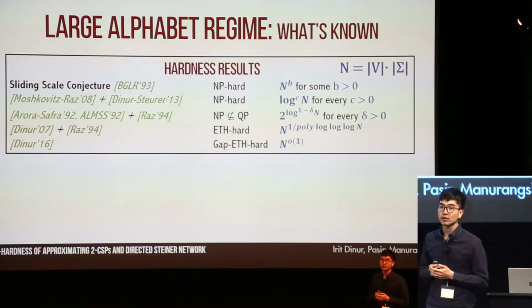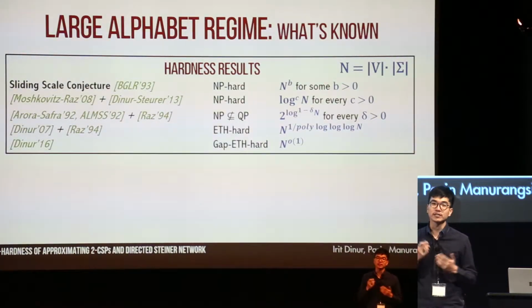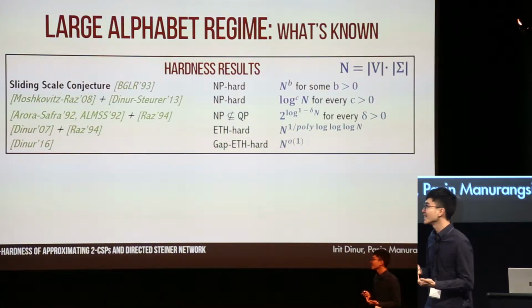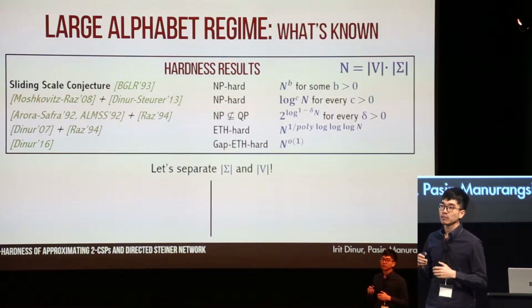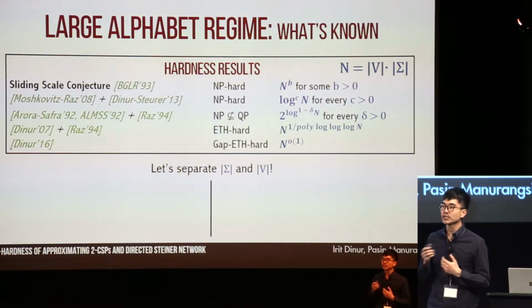So we are super close to getting a polynomial ratio N to the B for some B, but we're not quite there yet. So here's a question. We can get a ratio that is polynomial in both sigma and V.